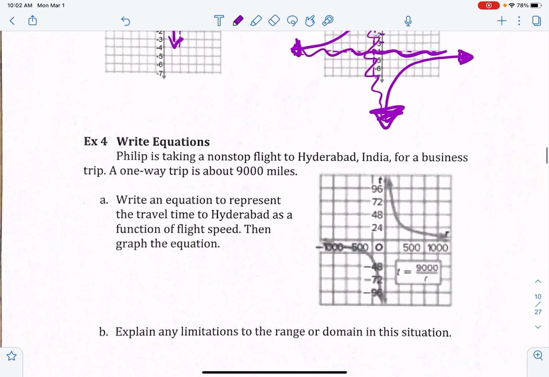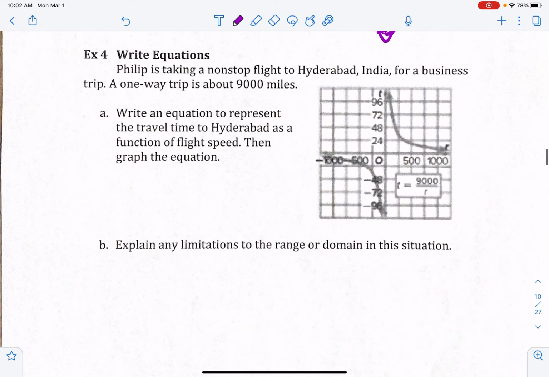Philip is taking a non-stop flight to Hyderabad, India for a business trip. A one-way trip is about 9,000 miles, and what he's looking at doing is write an equation to represent the travel time in terms of speed, okay?